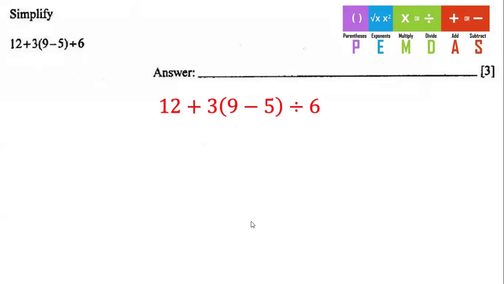All right? So do this in your work, in your book. Put your answer inside the chat, and the top 15 will be recognized. I need everyone to go ahead and do this one. So we have 12 plus 3, open bracket, 9 minus 5, divided by 6. Put your answer inside the chat for me. Again, the first 15 answers that are correct will be recognized. It has to be correct.